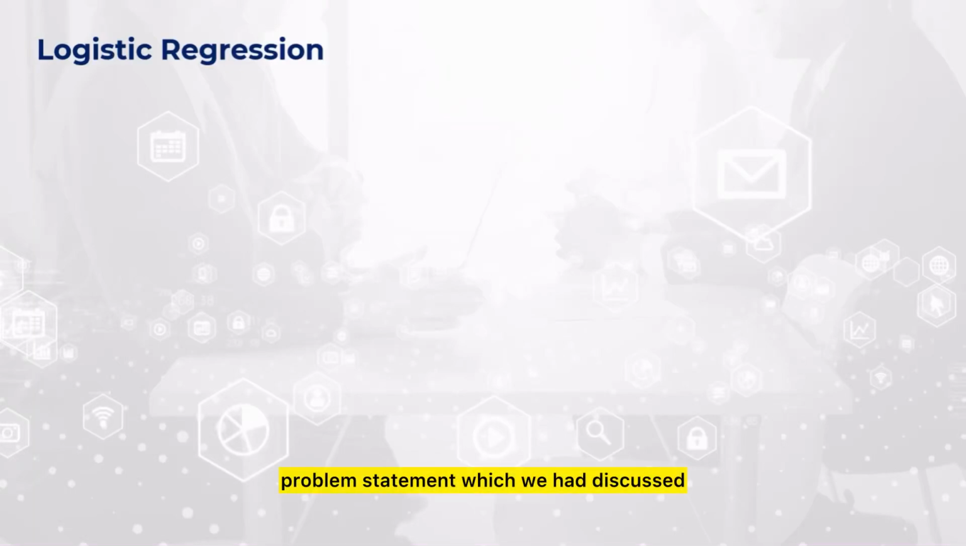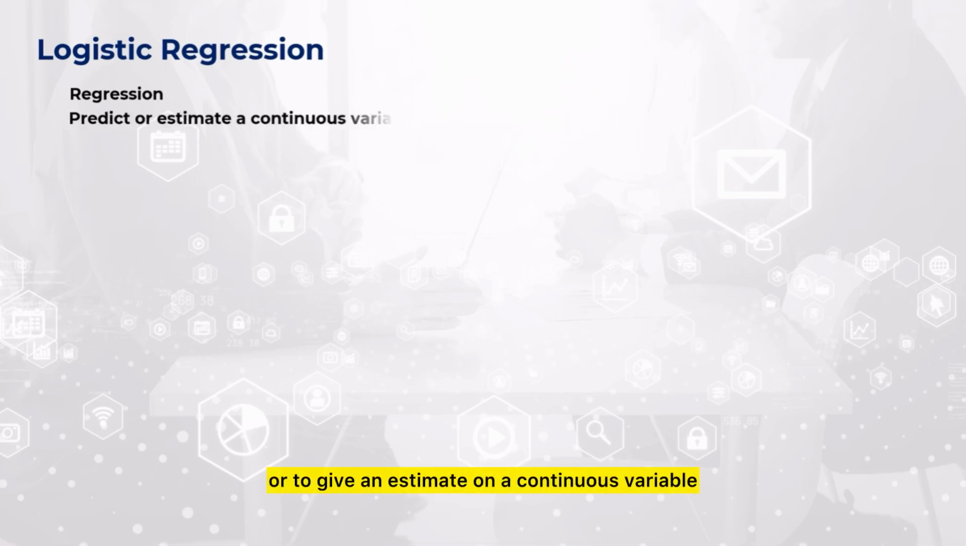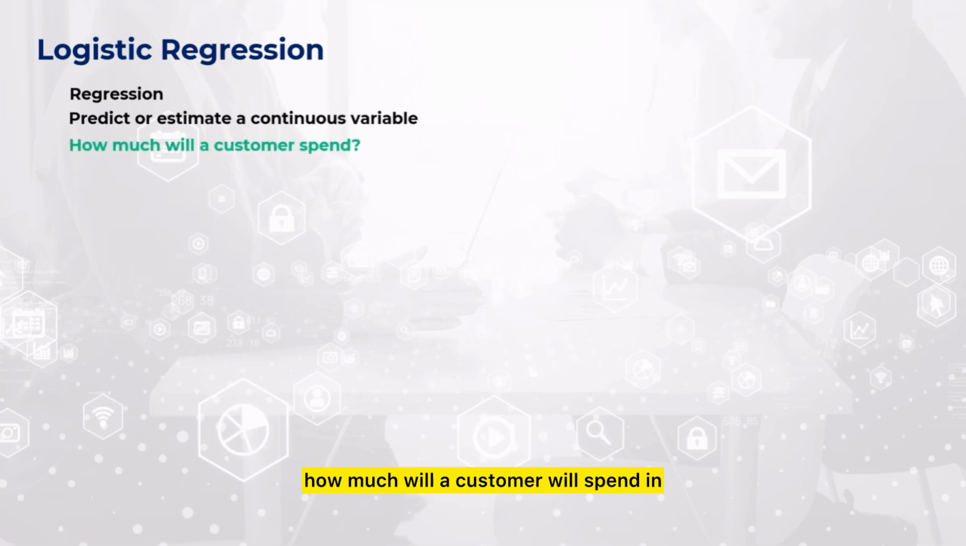This is a different problem statement from the one we discussed earlier as part of linear regression. In linear regression, we are trying to create a model to give an estimate of a continuous variable. For example, how much will a customer spend? In that case, the output coming out of the model is a continuous output.